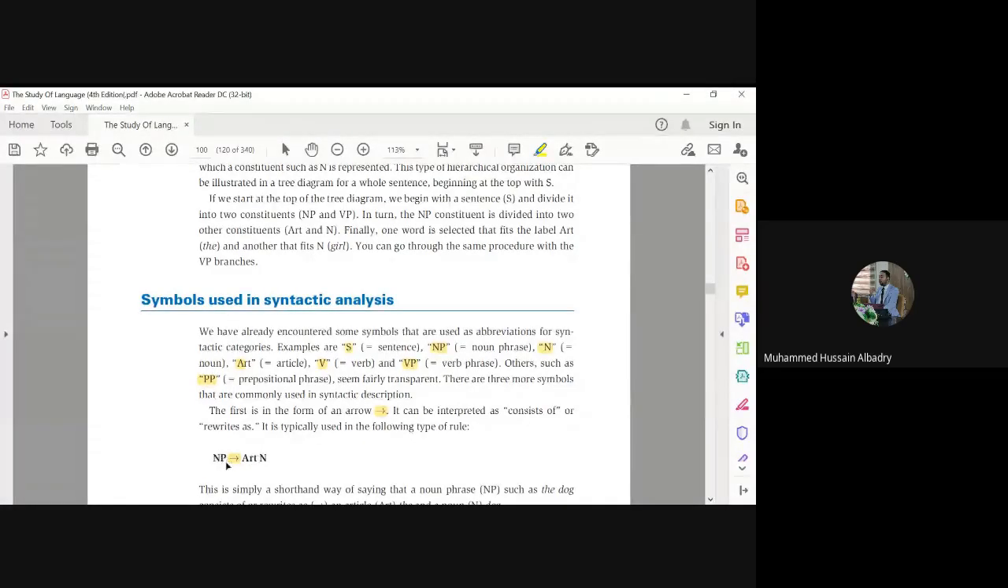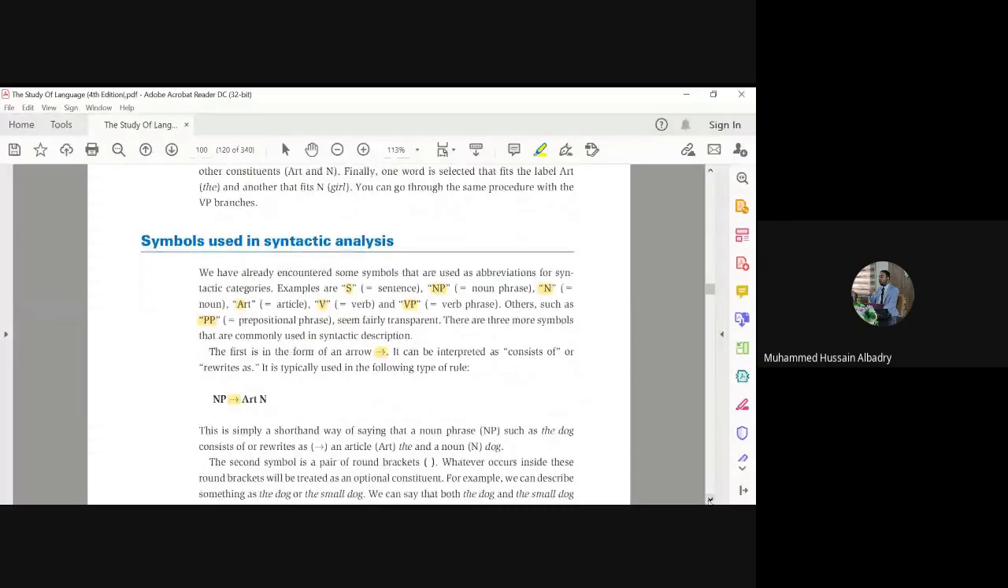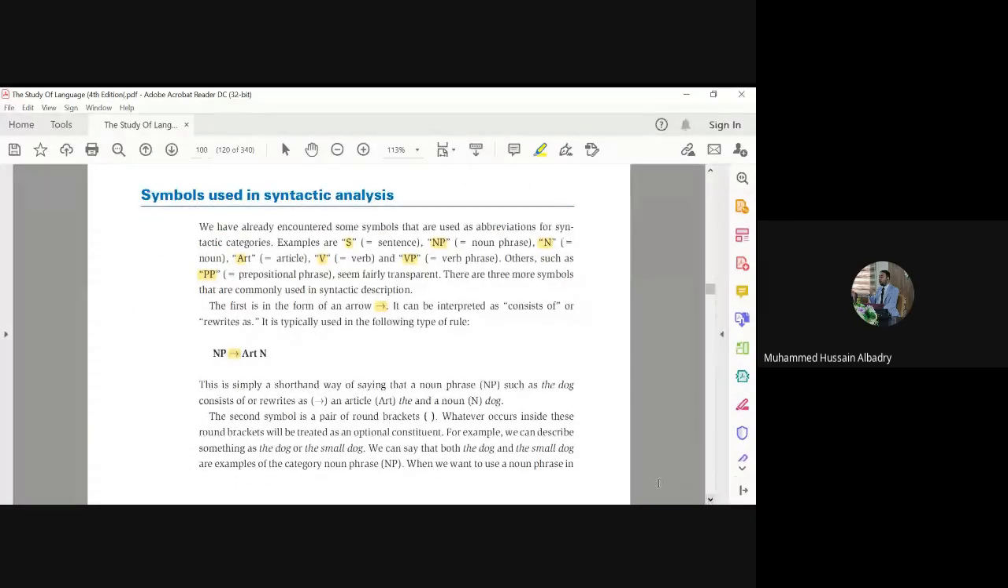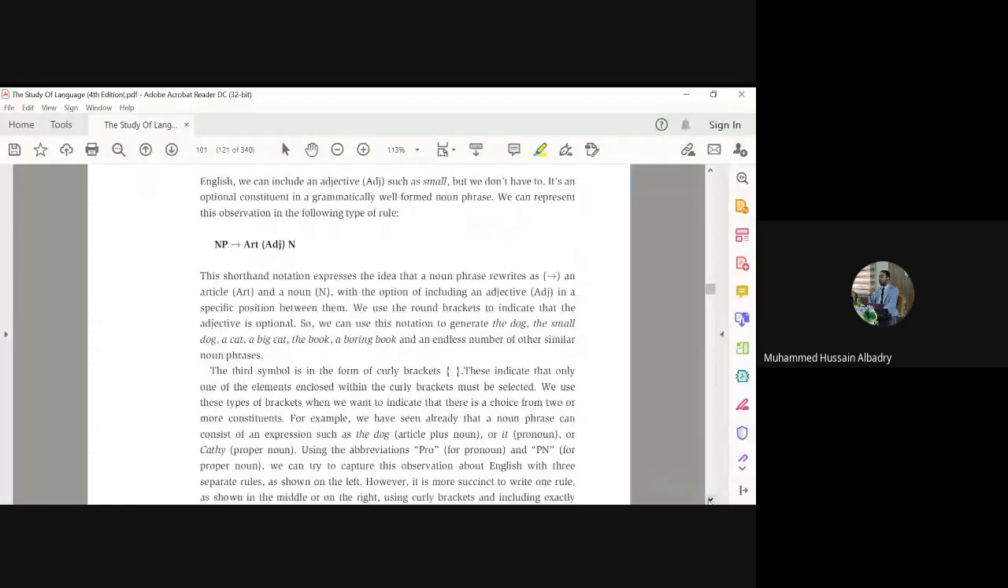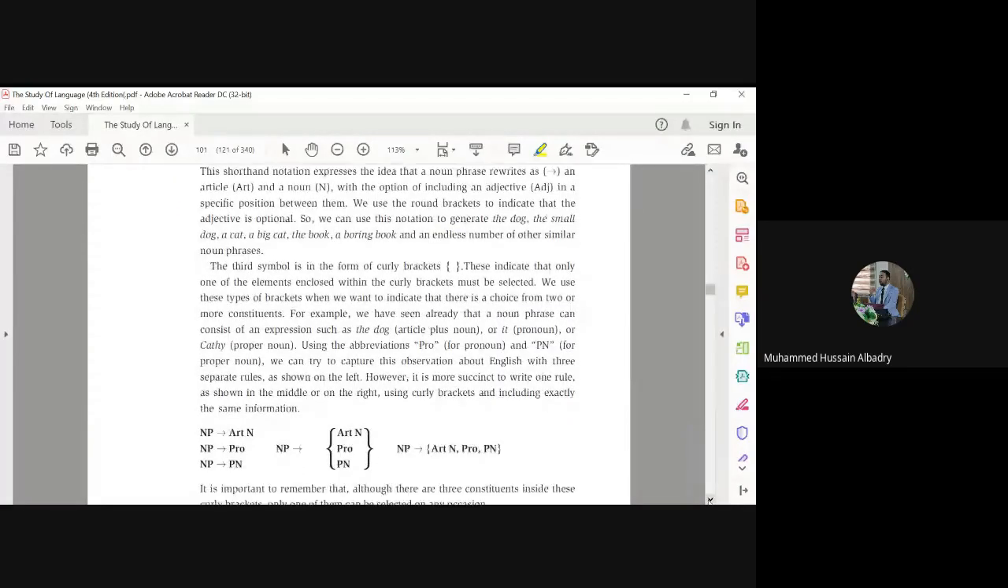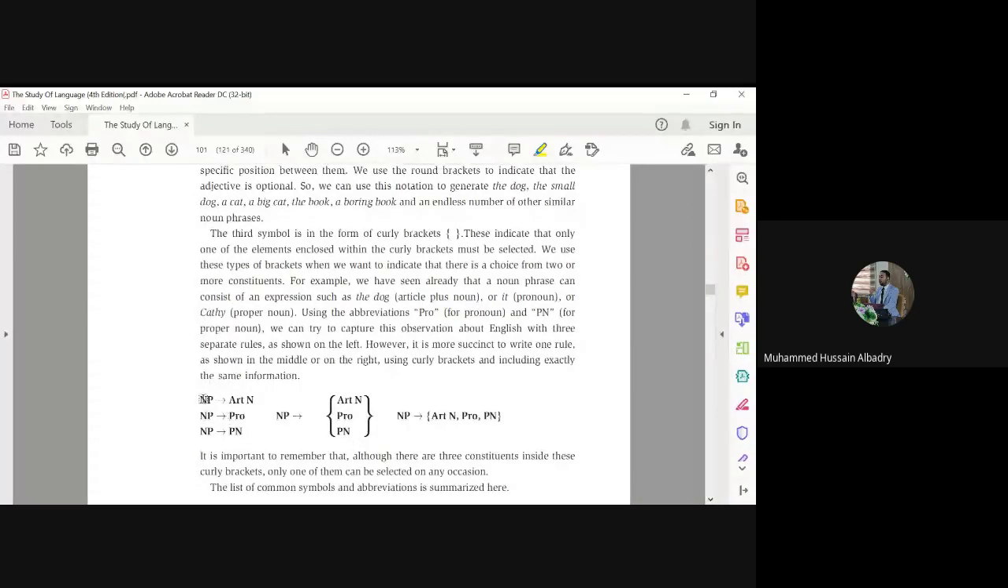So we say noun phrase consists of article plus noun. Consists of article plus noun. You see, etc. Symbols, here I have summarized them for you. This summary is very important. Noun phrase, article, and then noun phrase, pronoun, noun phrase, proper noun. You see? Okay. Noun phrase, article, noun, proper noun. Pronoun, sorry, proper noun.